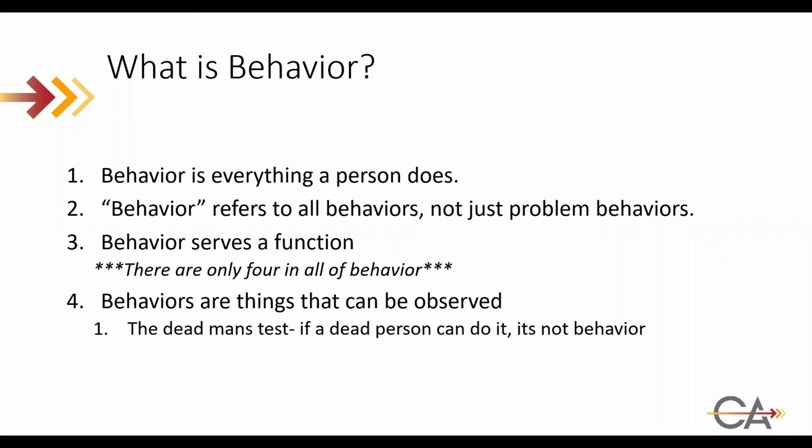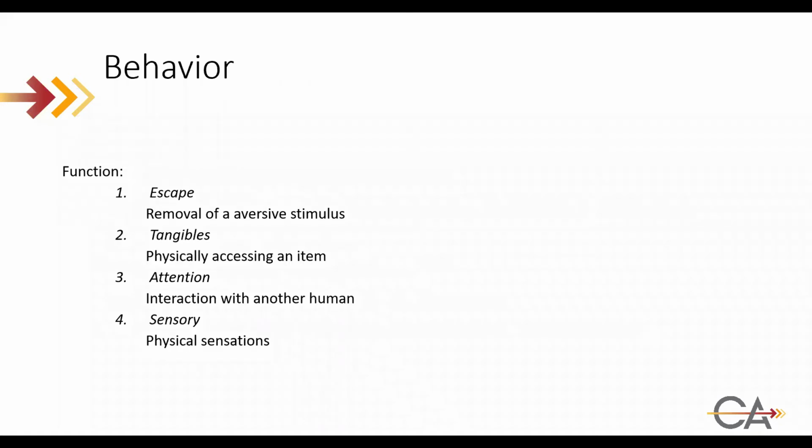So these behaviors are things that can be observed, and that's critical. We want to make sure we can observe these behaviors and see them. There's a common expression in our field called the dead man's test. If a dead man can do it, it's not behavior. So lying on the floor, if a dead man can do it, it's not behavior. So we want to talk about, did they drop to the floor? Did they get up? We want to look at that behavior in that observable sense. And how do we do that? It's a little bit tricky.